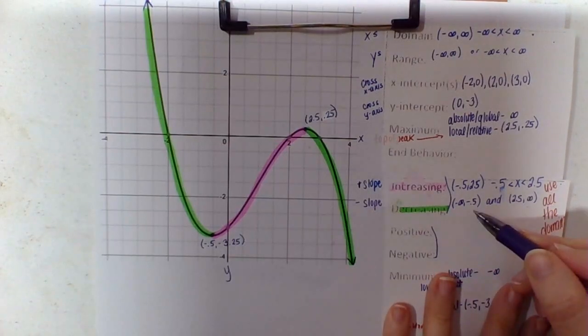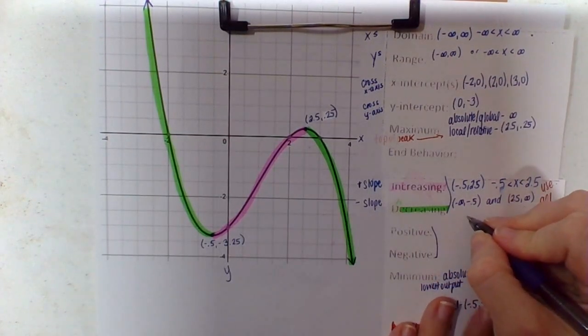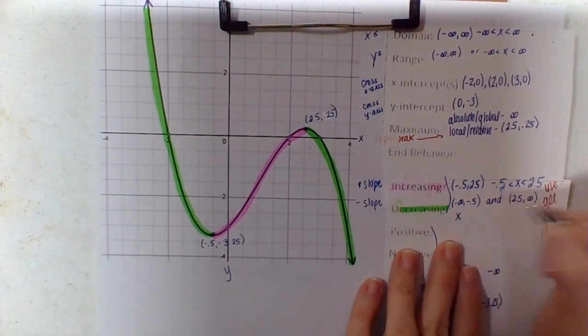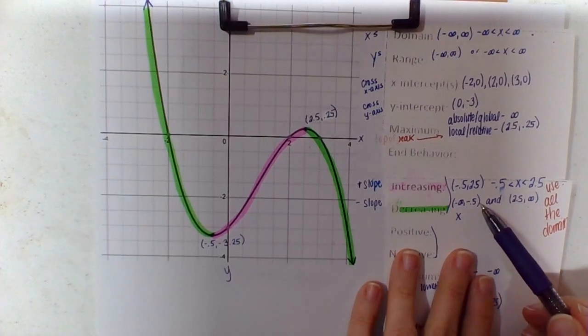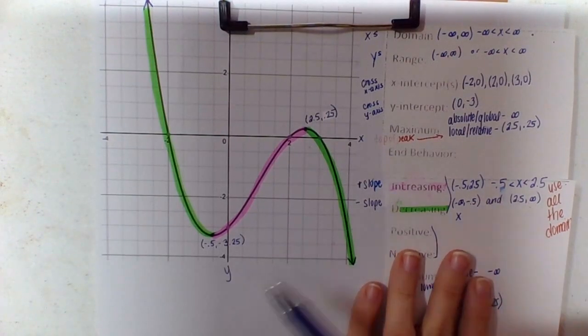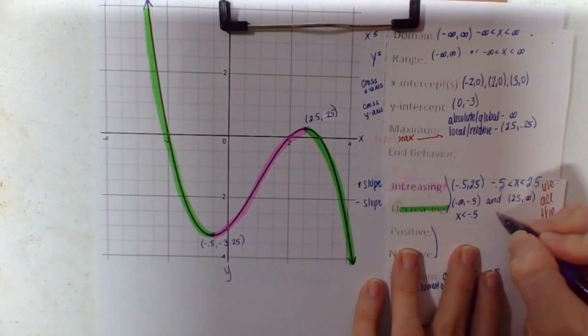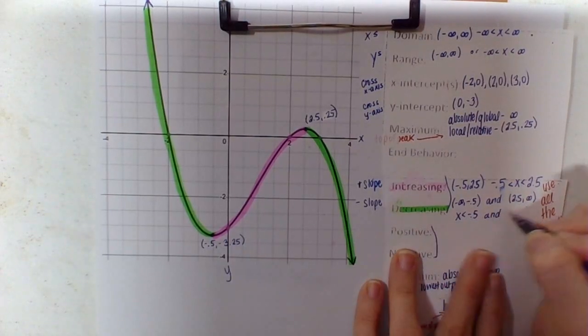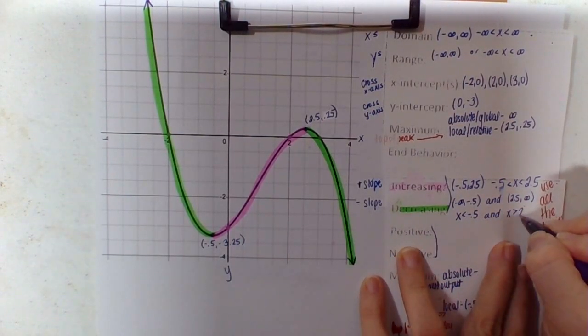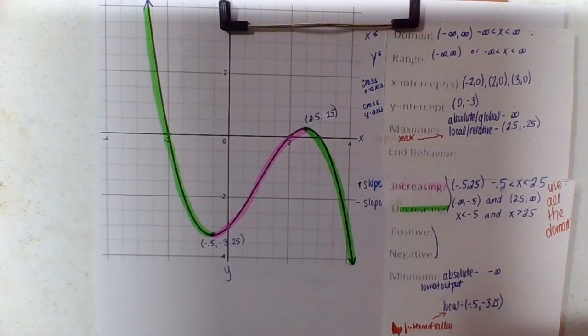I've got the interval notation. I'm going to write it as inequalities. So I have all numbers less than negative 0.5, numbers greater than 2.5. That gives me my increasing, decreasing.